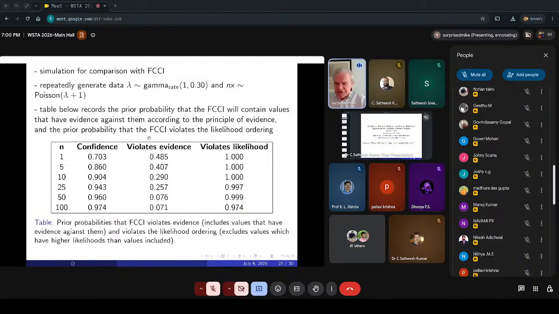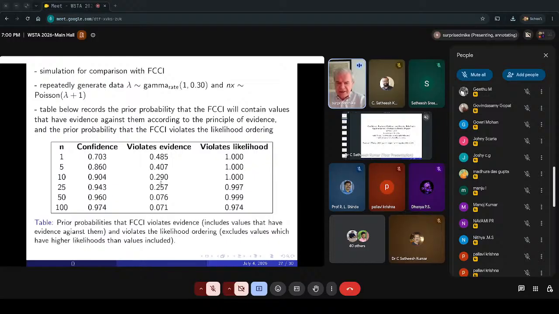Now, we did a simulation. That's one set of data. So we did a simulation, generated lambda from our prior, and we generated the data. And then we worked out how often the Feldman-Cousins interval violates evidence. In other words, it has values in it that have evidence against them. And these are the probabilities of that occurring for different sample sizes.